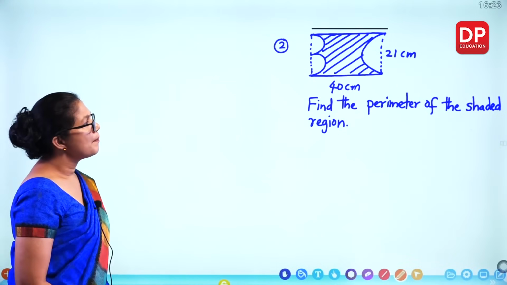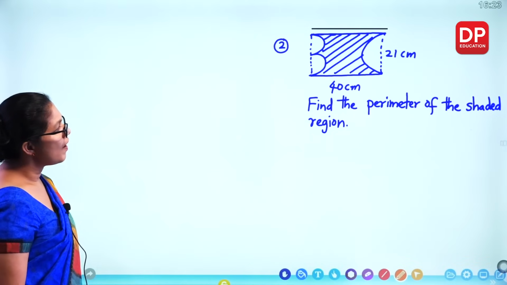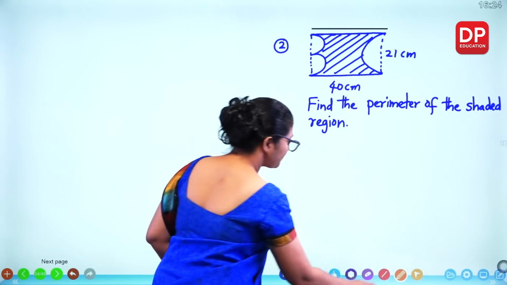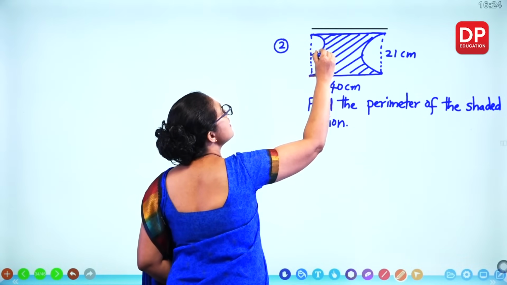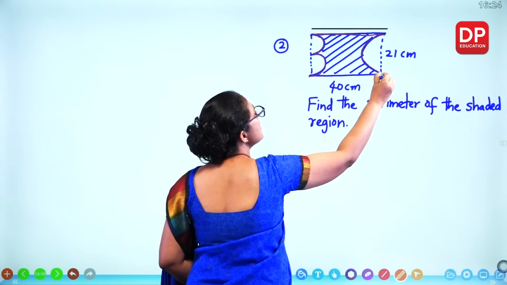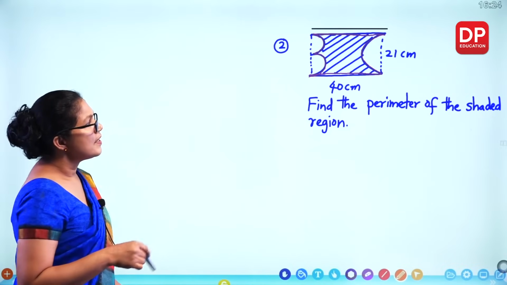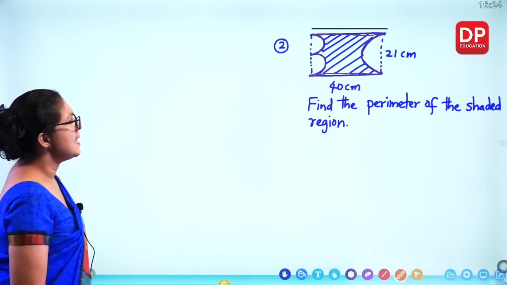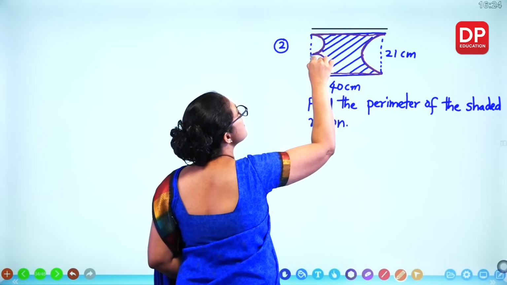We'll take another example. So here there's a part shaded and you are asked to find out the perimeter of the shaded region. So that means you need to find out this length. This one is already given, 40. You have to find this one and this length. So those are the lengths for the perimeter. So we have to add together. So first we'll see what is this and this.